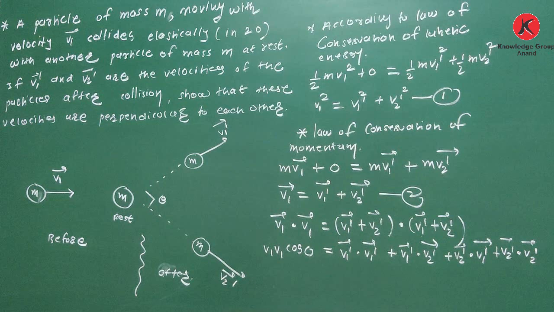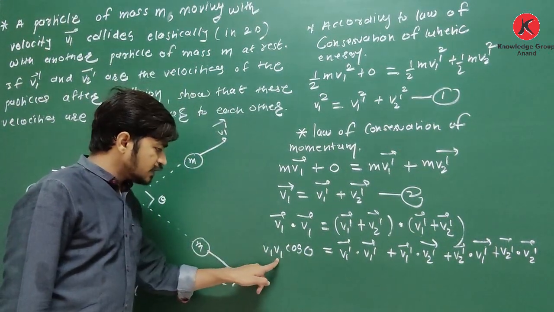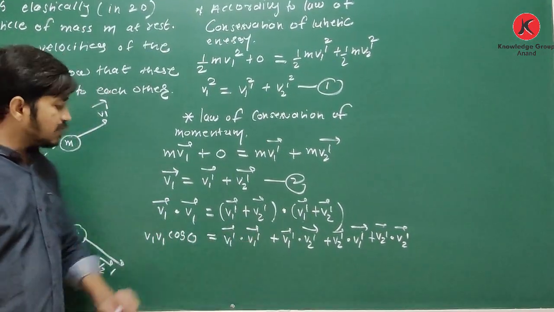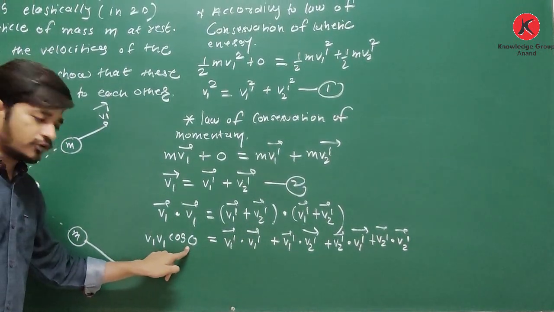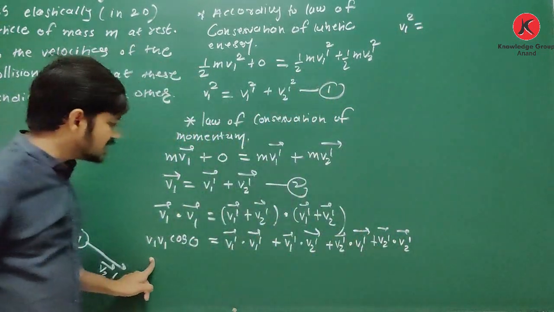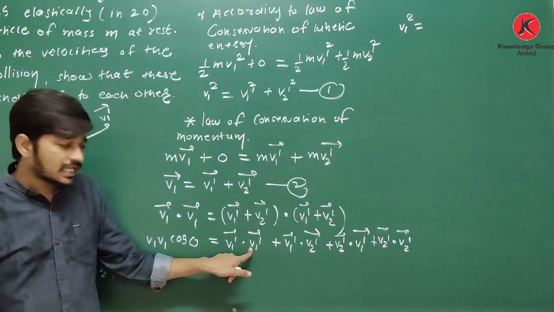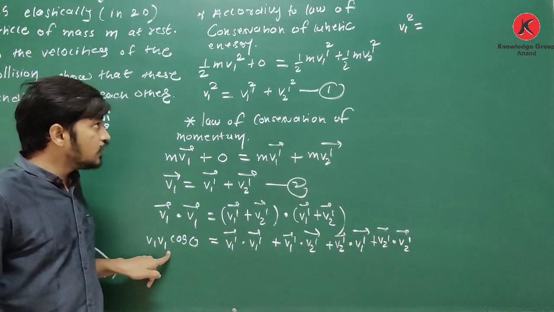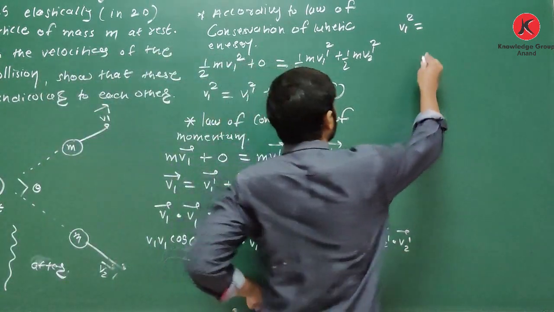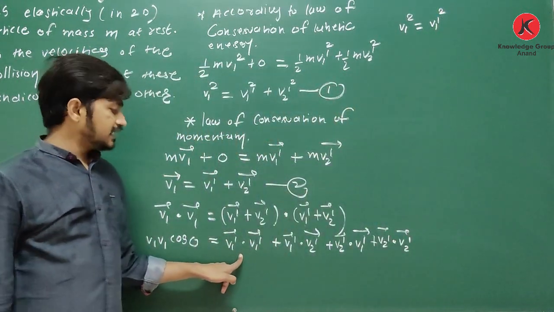Okay. So now V1 dot V1. What is V1 dot V1? It is V1 cos 0. Cos 0 is 1, so it is V1 square. V1 square is equal to this side V1 dash dot V1 dash. So yes, if V1 dot V1 is equal to V1 square, I can write V1 dash dot V1 dash is equal to V1 dash square. Yes or no?